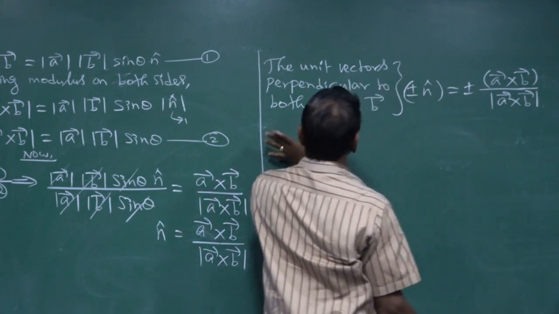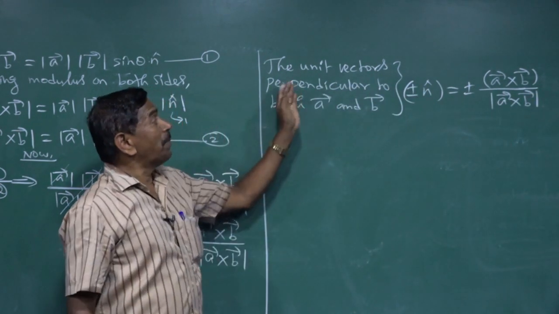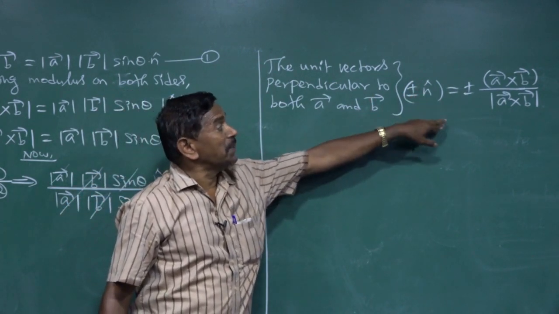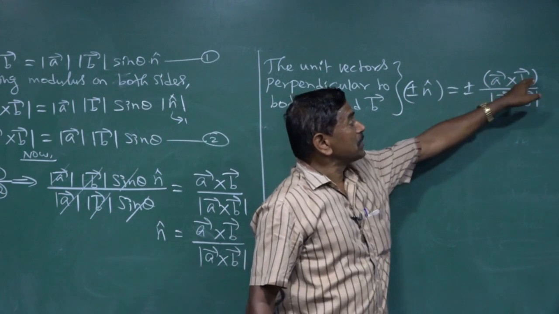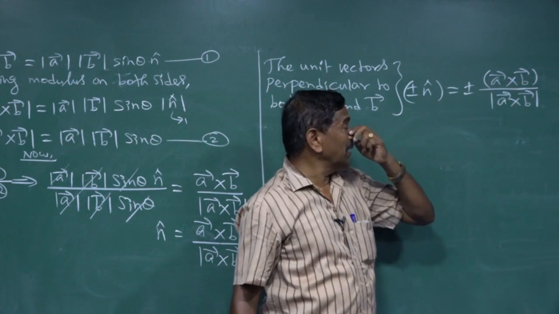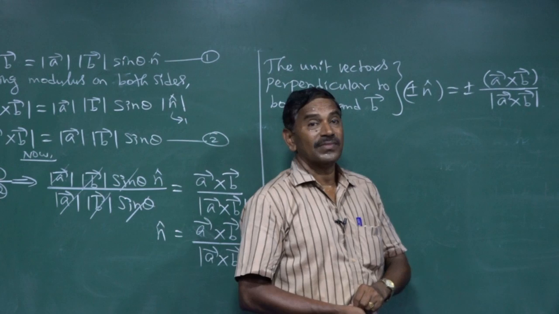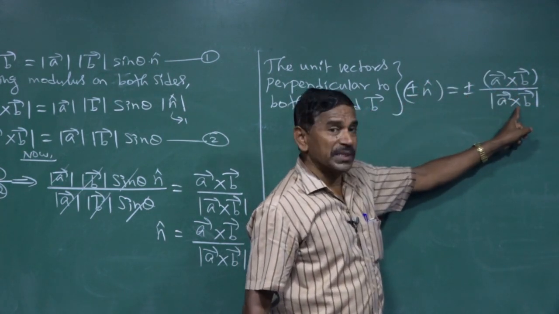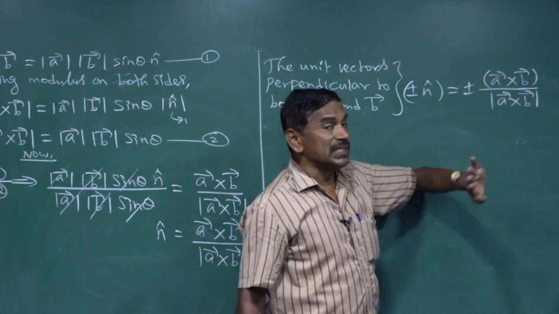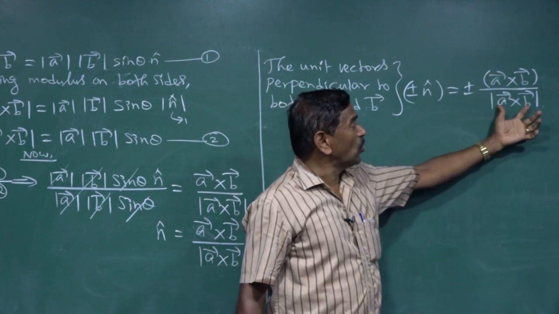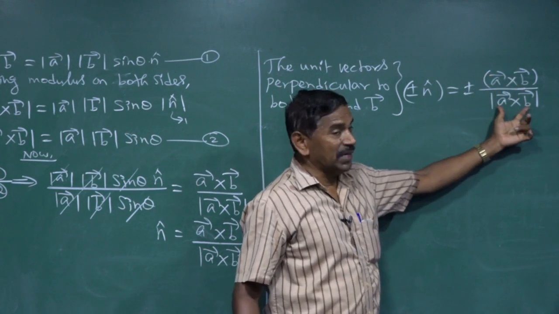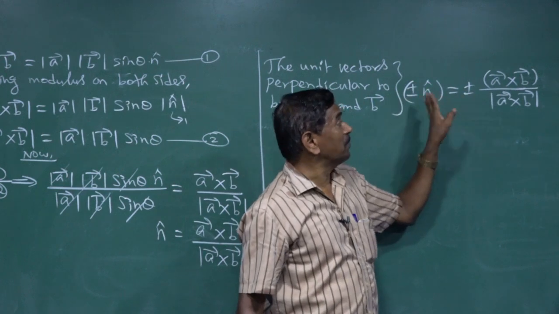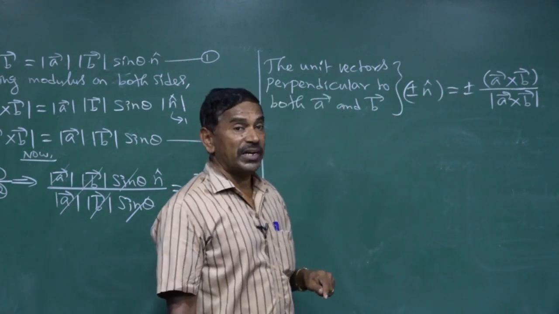Again, the unit vectors perpendicular to both a vector and b vector are given by plus or minus n cap is equal to plus or minus a cross b divided by modulus a cross b. See how to learn this formula? Here, no modulus by total modulus. The numerator has no modulus, but the denominator is the total modulus. So no modulus by total modulus gives plus or minus n cap, the perpendicular unit vector to both a vector and b vector.